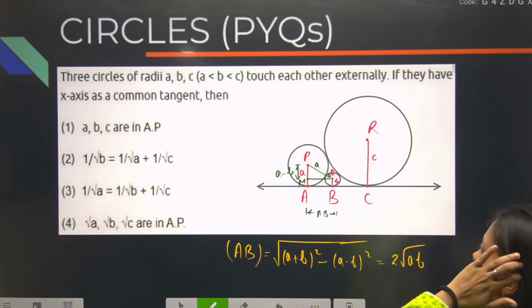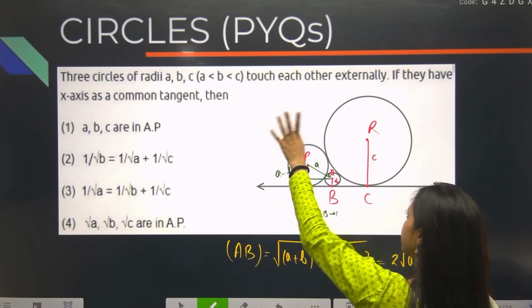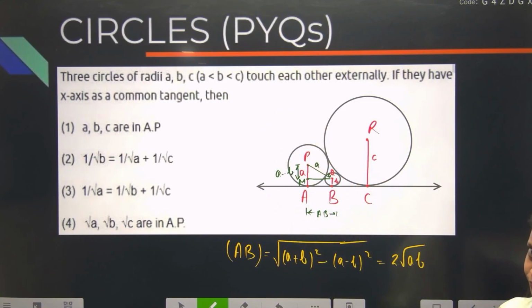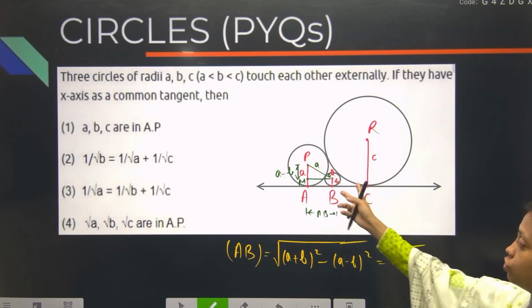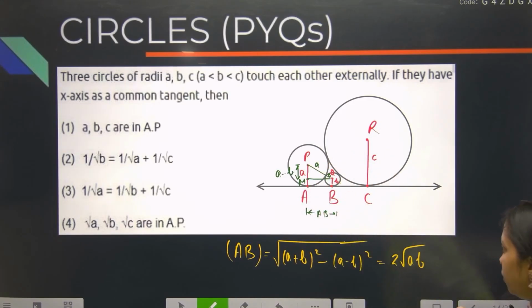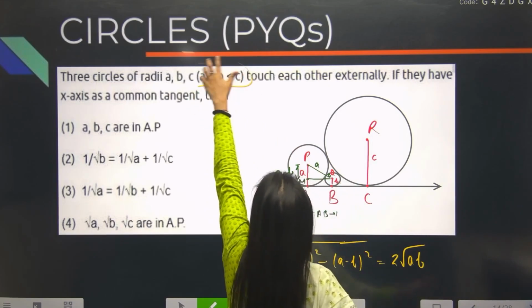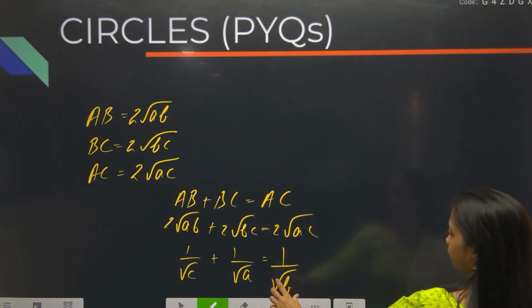Okay, a small change. A is less than B is less than C. So A should be here, B should be here, C should be here. So just change A and B. Just flip A and B because of that relation, right? Because of this, just flip A and B.